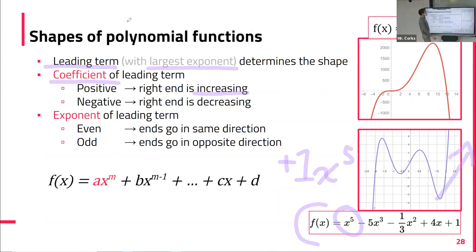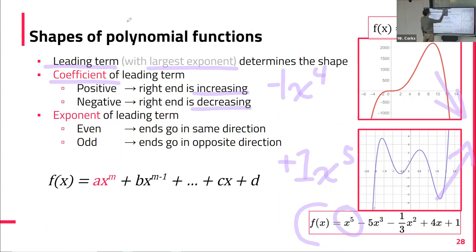And the other one here, this is a negative 1x to the exponent 4. It's negative. We see that the far right side is going down. So if we have a positive number to any exponent, it's still going to be positive. The only thing that controls if the whole term is positive or negative is the thing in front, the coefficient. So that part shouldn't be too surprising. So positive, right end goes up, negative, right end goes down.